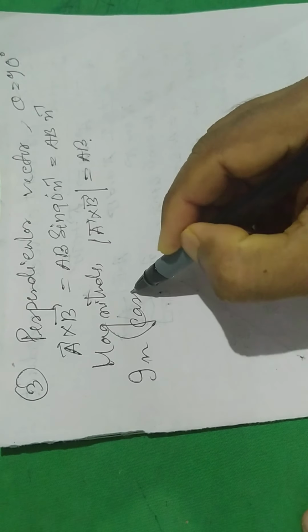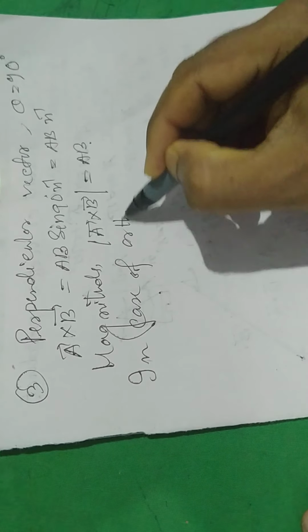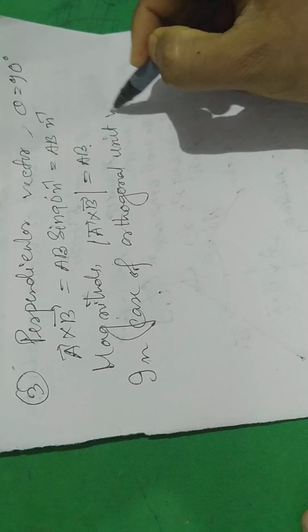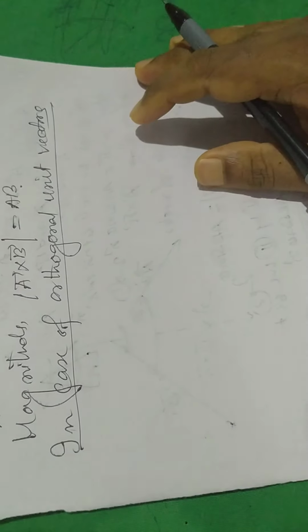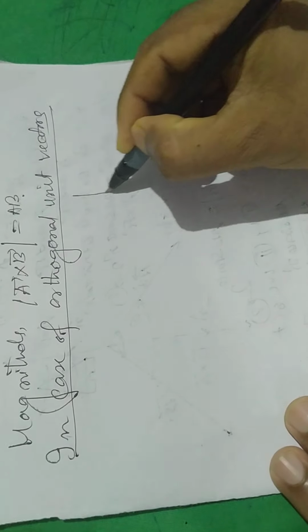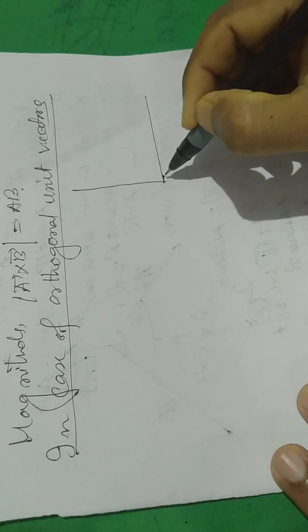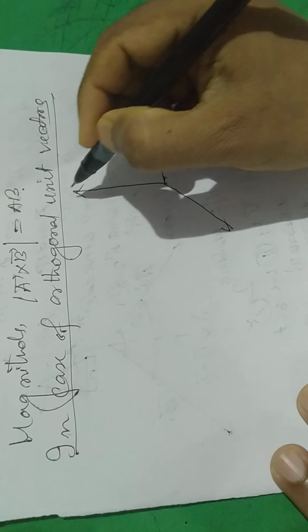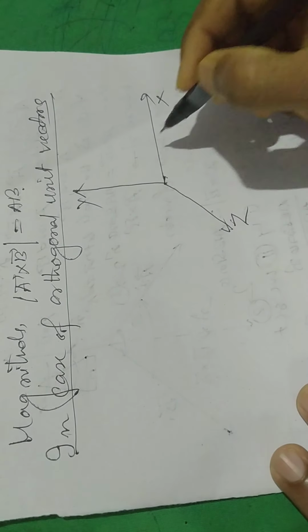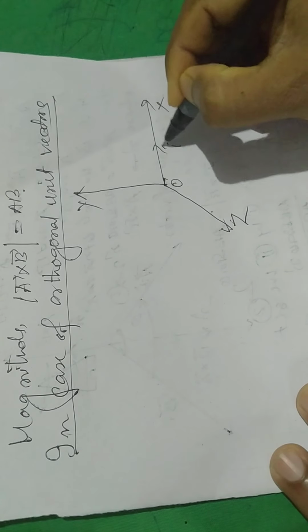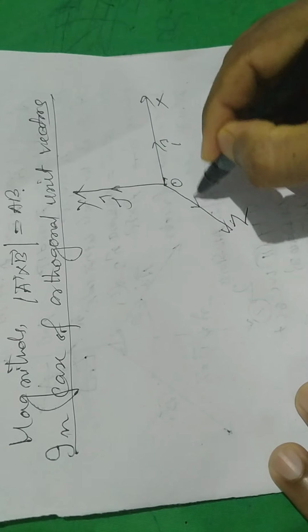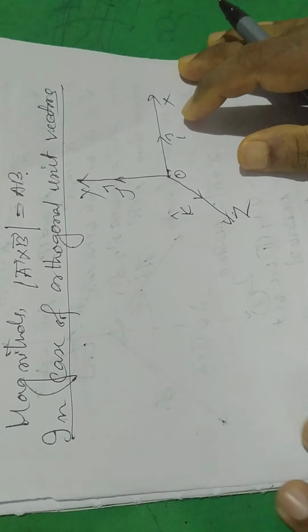In case of orthogonal unit vectors, orthogonal means mutually perpendicular, three vectors. You see this is one vector, this is another vector, this is another vector: x, y, z. Unit vector i cap along x-axis, j cap along y-axis, k cap along z-axis.